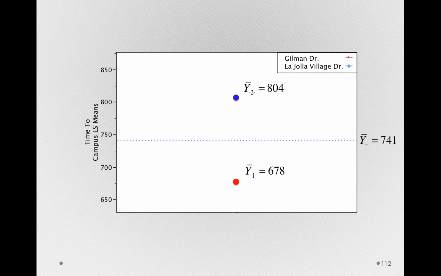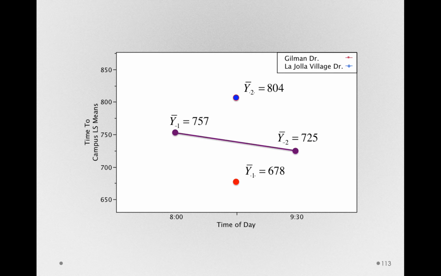So here is the average effect of route. It is the case that on average, it was slower to go on La Jolla Village Drive than to go on Gilman Drive. Here is the average effect of time of day. It is the case that on average, it was slower to go at 8 a.m. than 9:30 a.m. Now what I'm going to do is an orthogonal projection. I'm going to take the slope of that time of day effect and project it at the heights of the route effects. That is, I'll just take that line with its slope and put it at the height of y bar dot 2 dot and at y bar dot 1 dot.